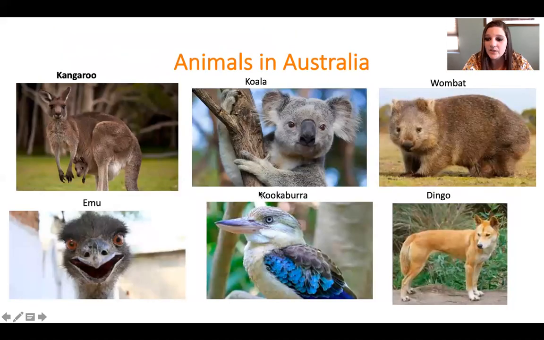Some animals in Australia you might find if you were to visit. You might see a kangaroo. You might see a koala. This is Mrs. G's second favorite animal, koala. They're so cute. You might find a wombat, an emu, a kookaburra, and a dingo. So you might find these animals if you were to visit Australia, okay?